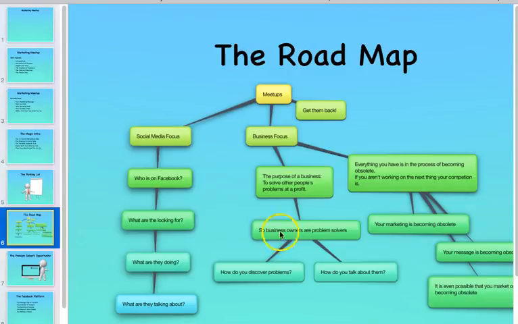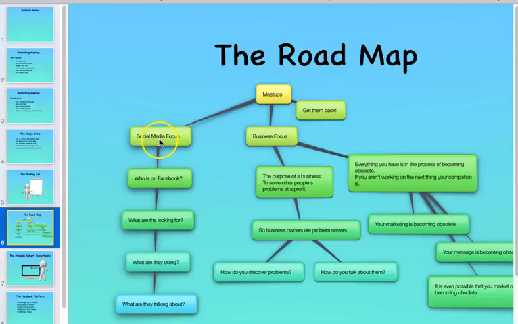And so I'm going to use these tools right here to discover what people's problems are, and I'm going to discover how to talk to them. So that's basically what we're going to do in that meetup. We're going to have a social media focus, but it's to help them with their business.